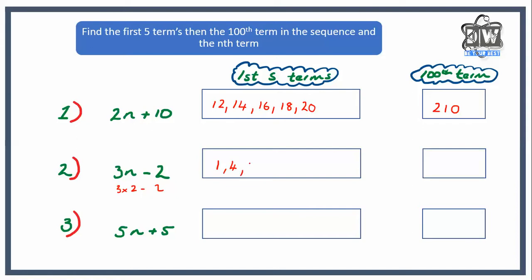So I can continue on until I get to my 5 terms. And I always check that last one. So 3 times 5 gives me 15. Take away 2, and that does give me 13. Now I'm going to do the 100th term. So 3 times 100 gives me 300. Take away 2 gives me 298. All right, and last but not least, we've got 5n plus 5.